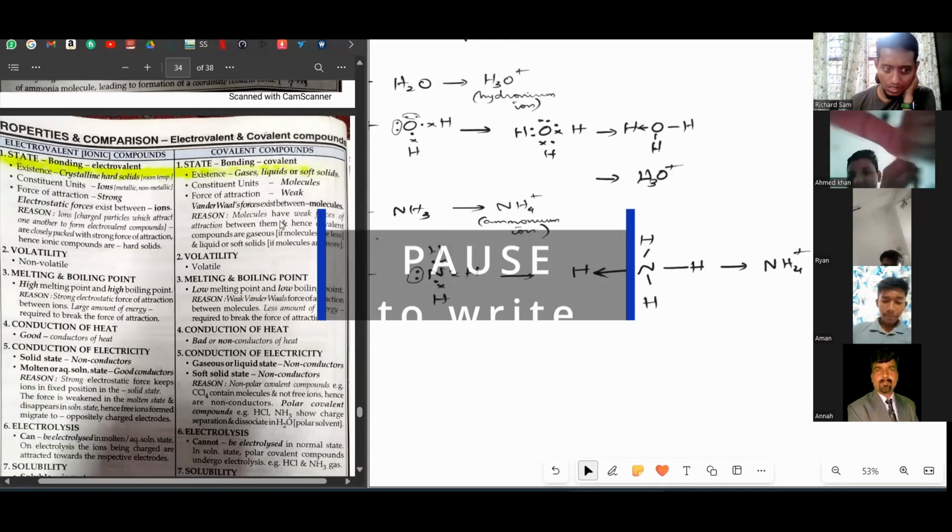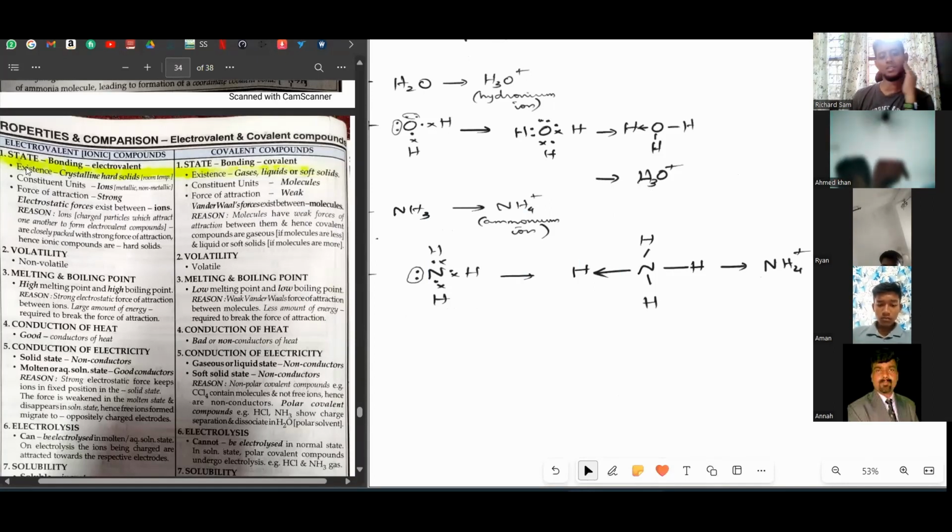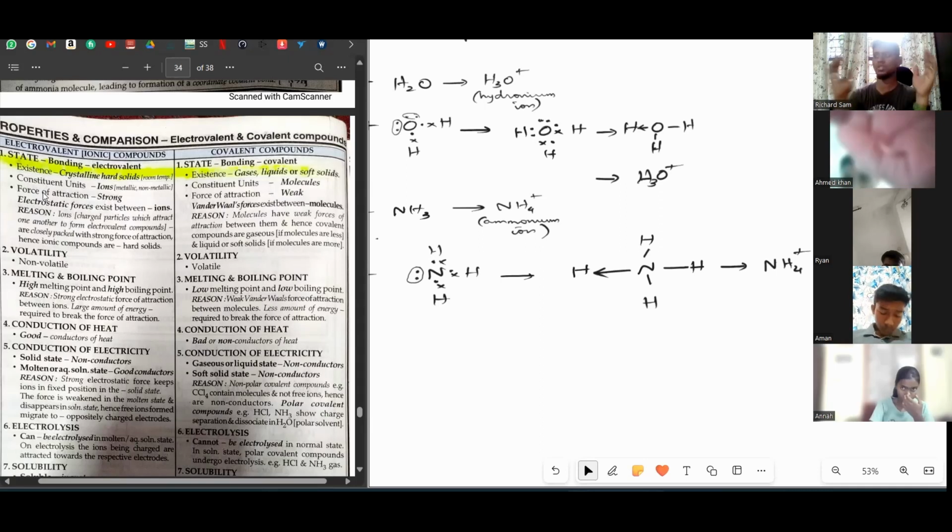Yes, sir. Okay, now just the last topic here is the differences between electrovalent and covalent compounds. The main thing you should know, like all the properties depend on this one thing actually. That is electrovalent compounds, they are very strong. Their bonds are very strong. They're held together very tightly and very strongly. And because of that, it's very hard to separate those bonds, right?